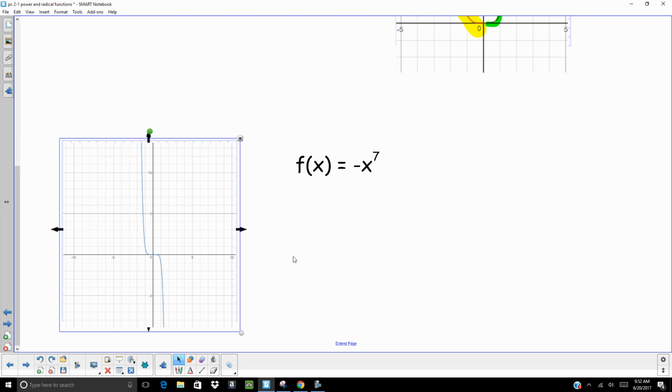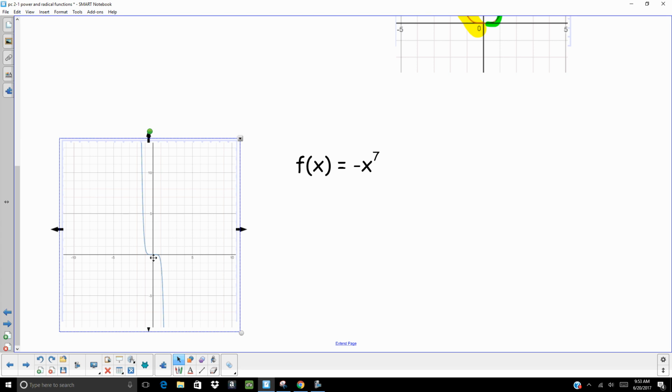And my domain is going to be all real numbers because I can put any value of x in there. I'm not limited. My range is also all real numbers because it's going up to infinity and down to infinity. So even though I'm not writing this down, if they asked you on a homework or a test or quiz, you would have to write it down. Domain is all real numbers. Range is all real numbers.